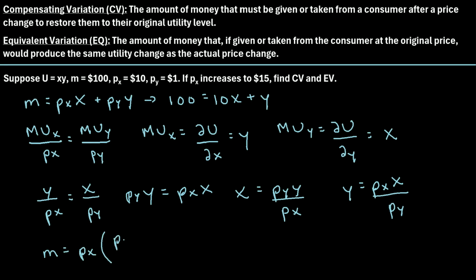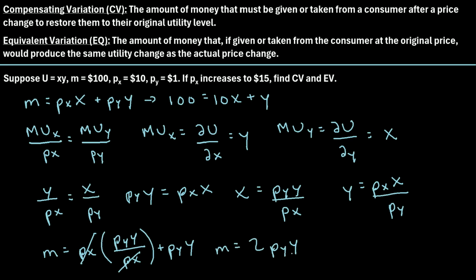So we get the price of Y times Y divided by the price of X. And then we'll have plus the price of Y times Y. So this price of X will cancel out with this price of X, and we'll be left with the price of Y times Y plus another price of Y times Y is equal to M. So we can say M is equal to 2 times the price of Y times Y.